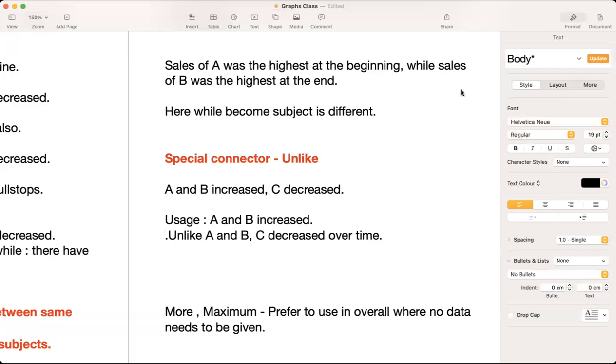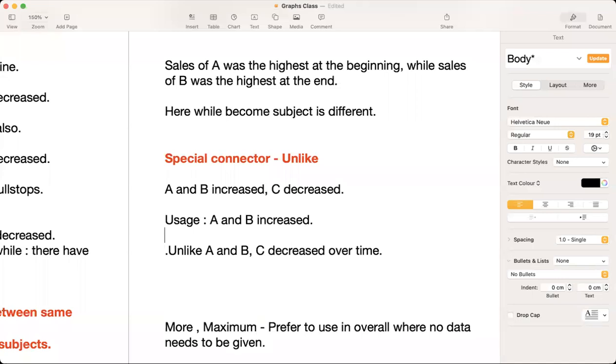Is it clear? So like A is 50% and B is also 50%, but C is not 50. First, what's the meaning of increase? So A became 5 to 7. B became 6 to 8. Both of them increased, right?